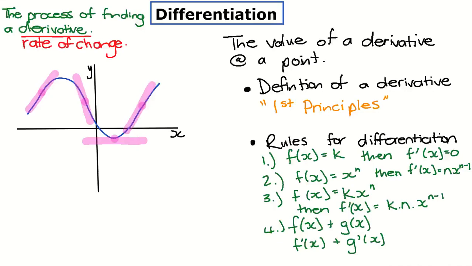Okay, so if we look at this, we're going to deal with something called differentiation. Now, differentiation, the definition for it is the process of finding a derivative. What is the derivative? Well, a derivative is something that relates to the rate of change. So the process of finding a rate of change.